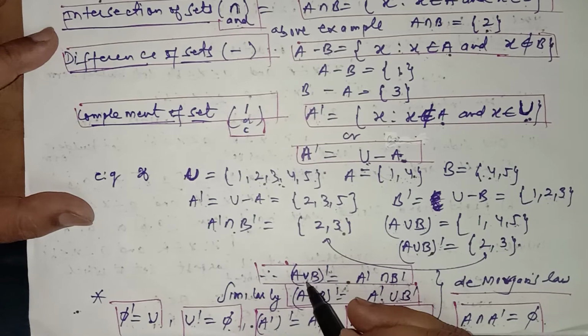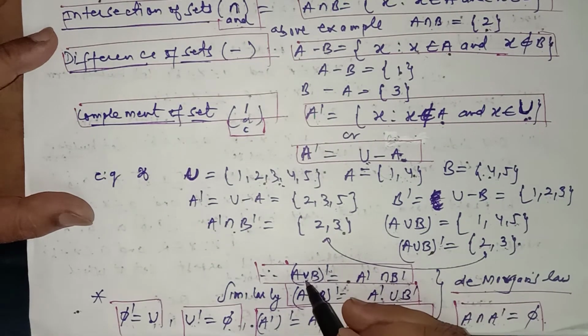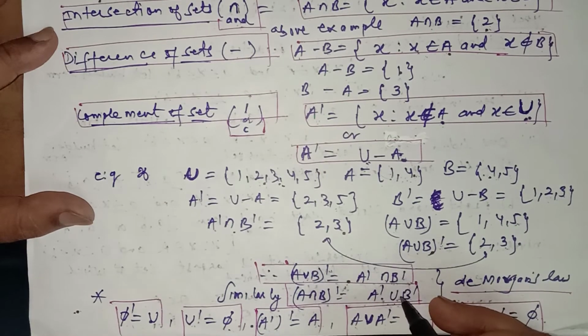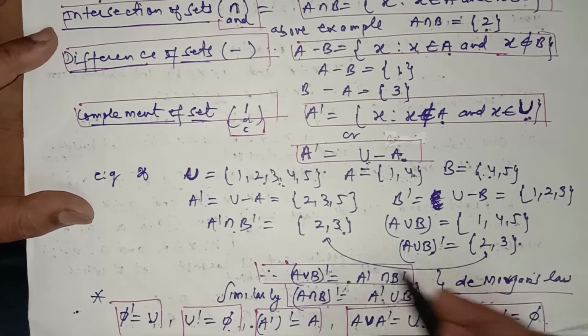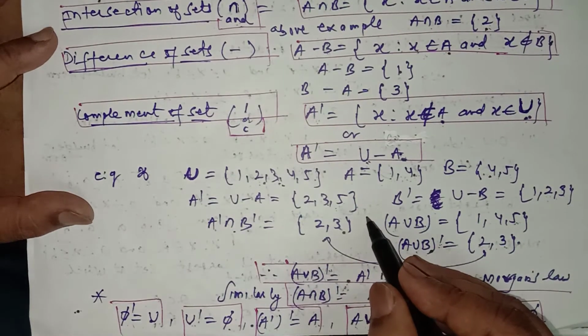If we have a complement sign outside the bracket, and if we separate this complement, the union becomes intersection. And if we have intersection here, then we have the union here. So both these identities are known as De Morgan's law. As we have proved this, you can easily prove this also by using this example.